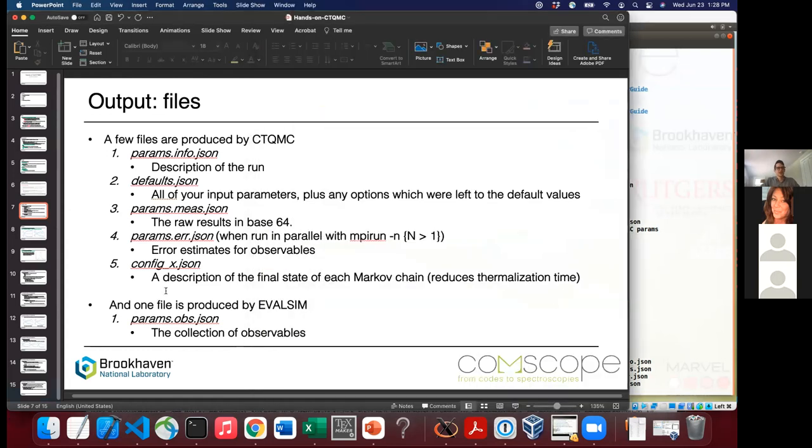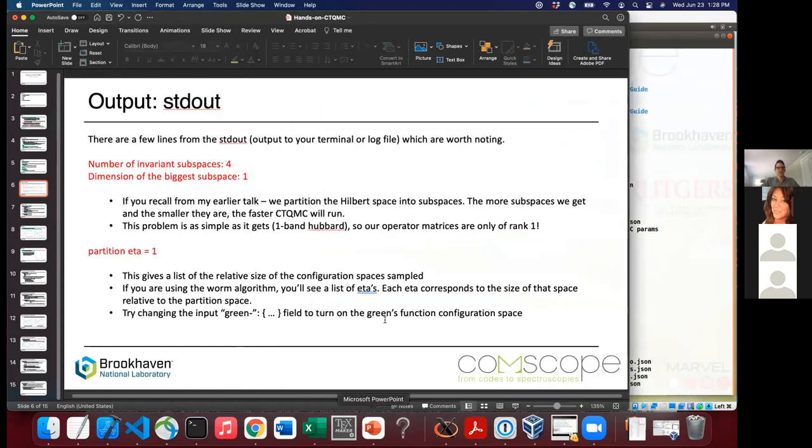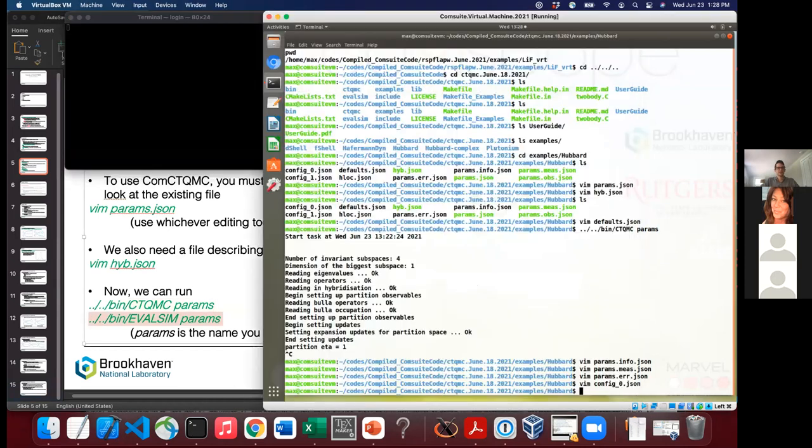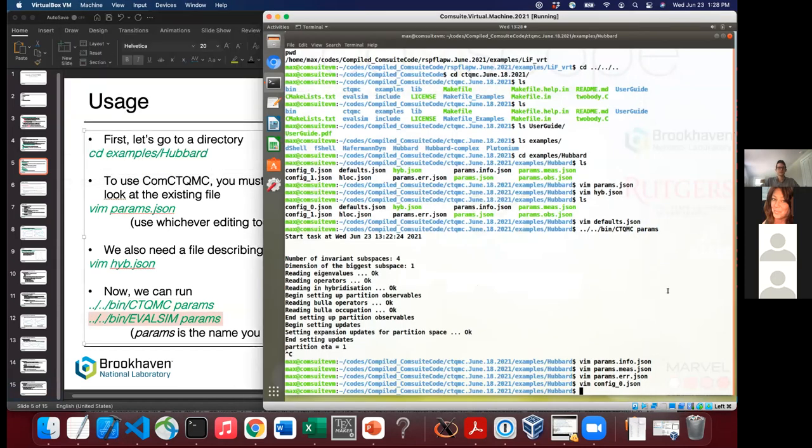And then when you're done, and it would be helpful if someone types in chat once the run is done, you run this. So, you run a valsim. It sounds like you guys are descending, so that's great.